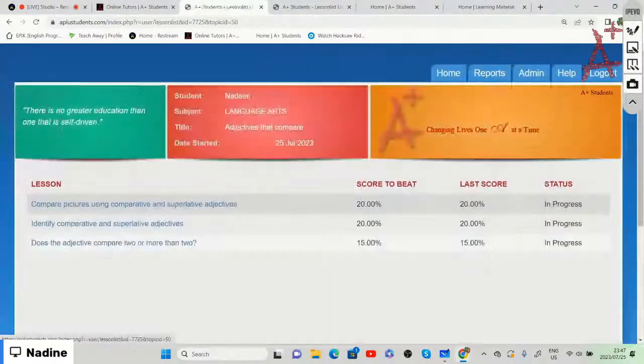All right, so that is basically the end of our lesson on adjectives that compare, right? We compared pictures, and we identified comparative as well as superlative adjectives, right? The comparative adjective compares two people, places, animals, or things, and it ends in er. And then we have a superlative adjective, which compares more than two people, places, animals, or things, and it ends in est. Right.